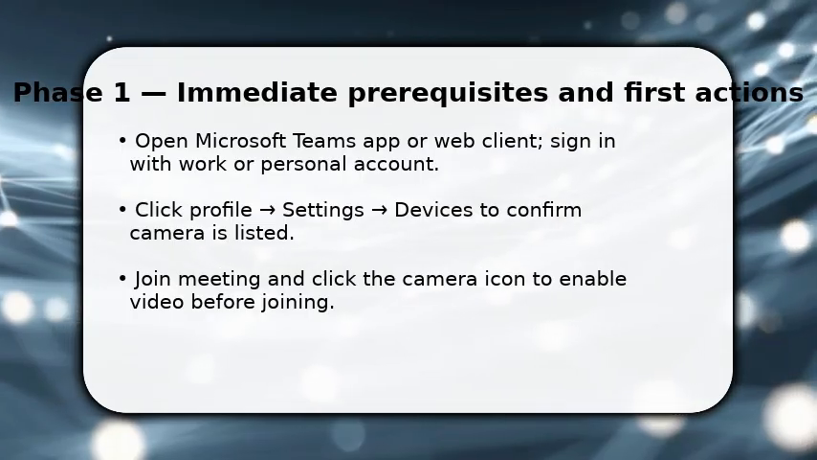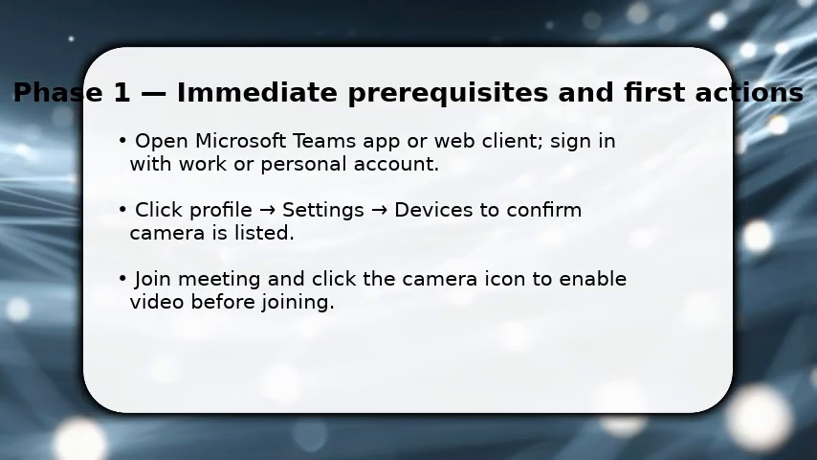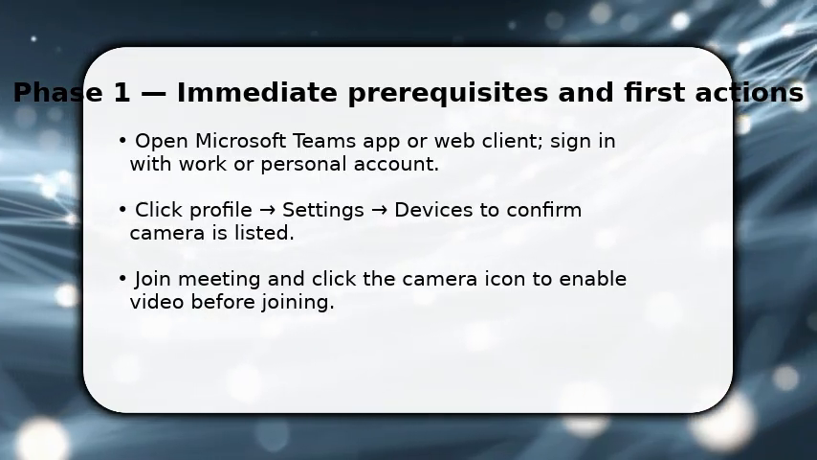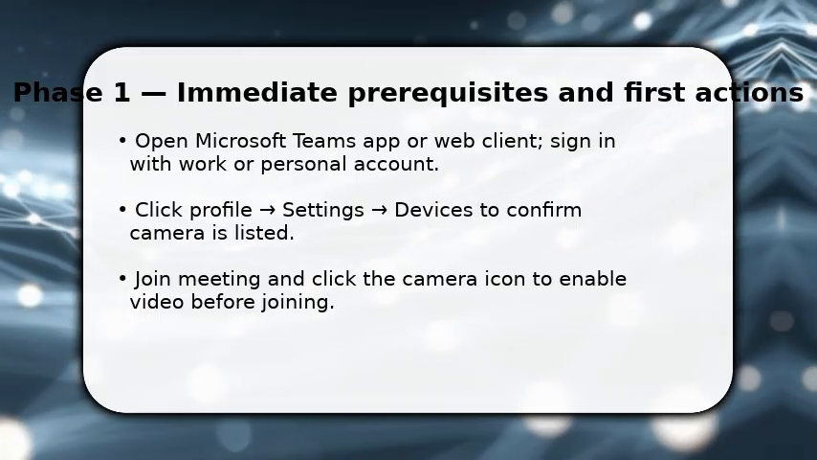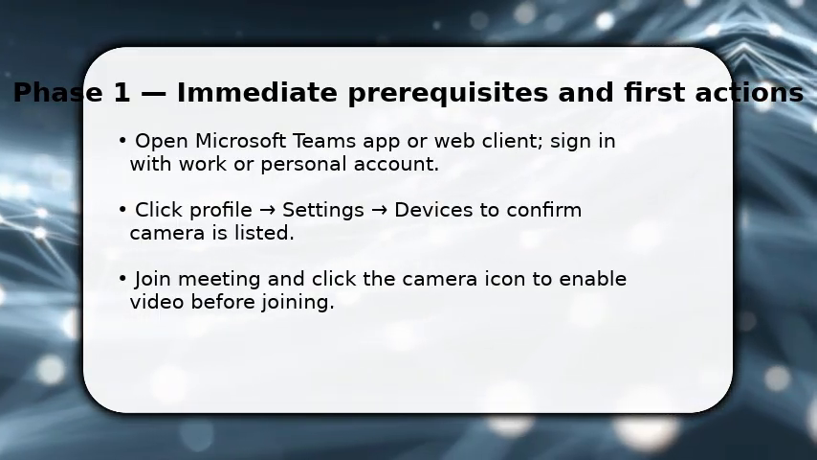You begin by making the camera available and selecting it. First, open Teams and sign in, then go to Settings, right arrow Devices, and confirm your camera appears and is not in use by another app.